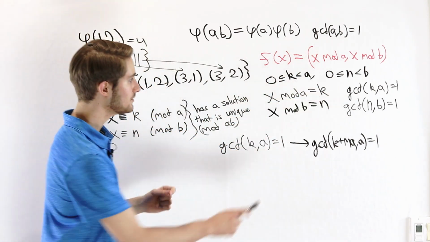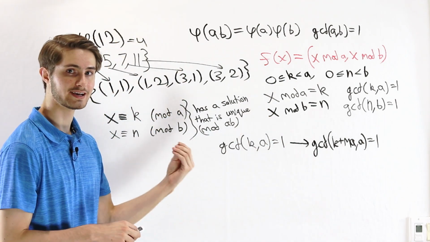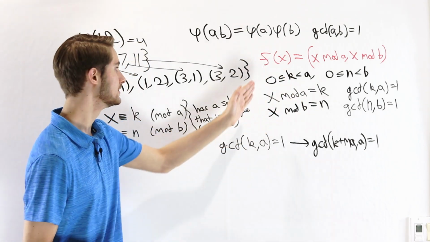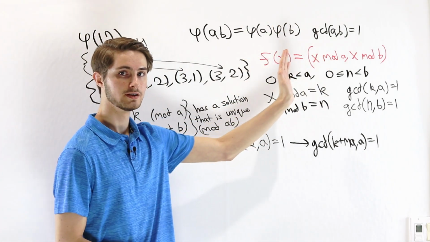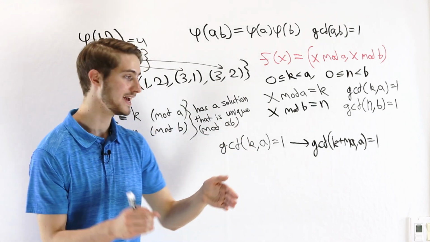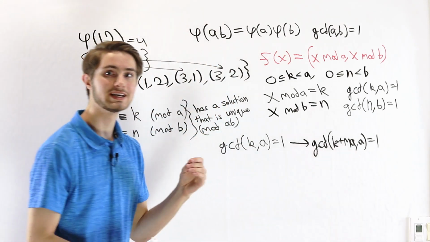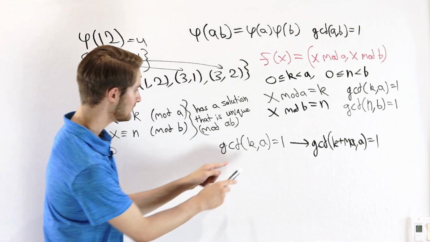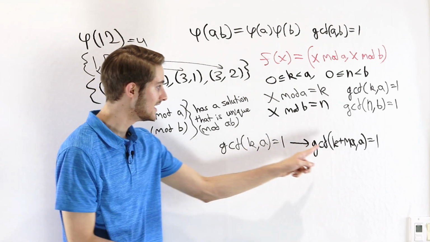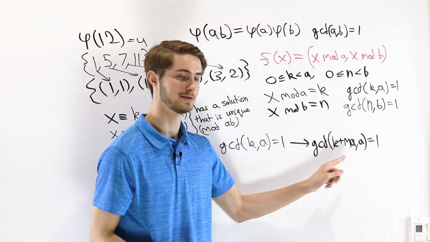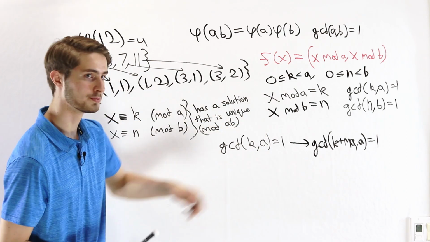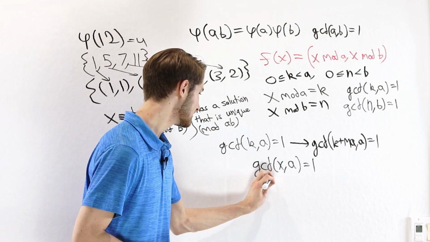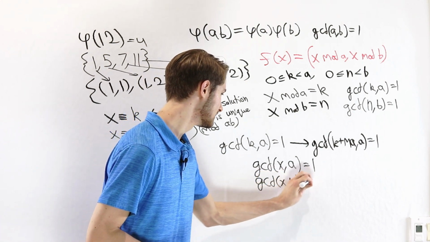What that means is the way that we get k is by starting with x and adding or subtracting multiples of a until we get a number between 0 and a. That means that the difference between x and k is just a multiple of a, so we can get back to it by adding some integer multiple of a. So if k is coprime to a, then x is also going to be coprime to a. So we know x is coprime to a. By the exact same logic, we can show that x is also coprime to b.